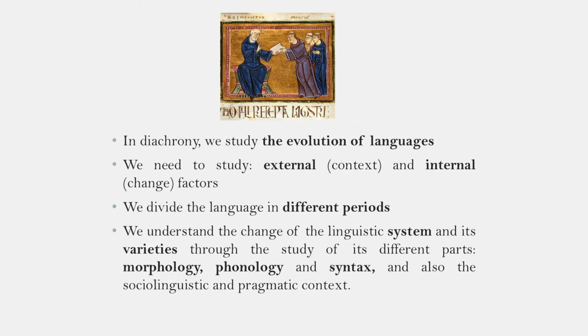Summarizing, we studied the evolution of languages, in this case English, and both external and internal factors should be accounted for. Different periods are named to understand the different stages of English, and we finally aim at understanding the change in English and its varieties through the study of its different parts: morphology, phonology, and syntax. We must not forget, though, that context and other social-linguistic and pragmatic aspects are also the object of interest for many historical linguists, and they can be essential to the understanding of linguistic variation.